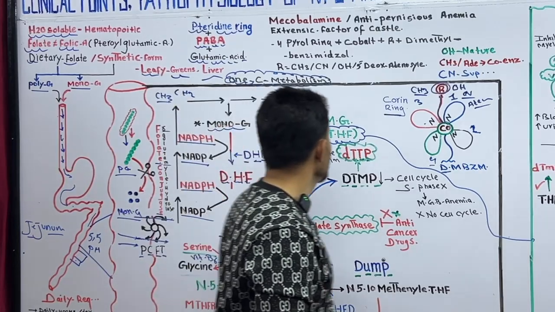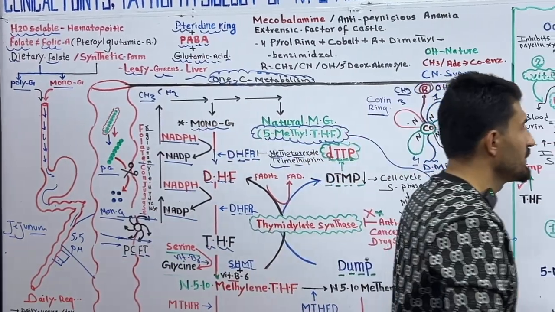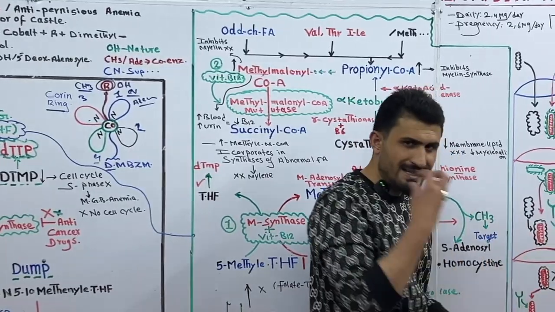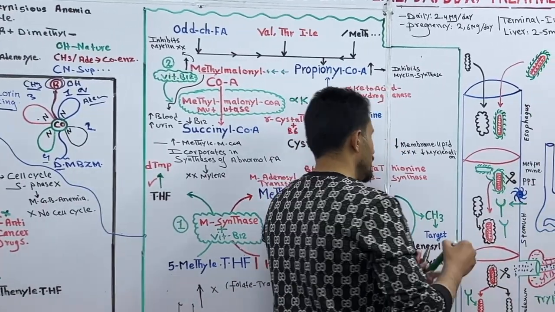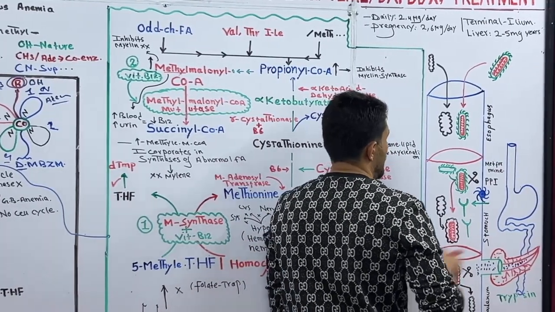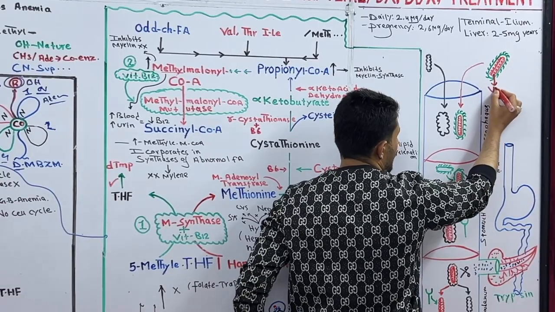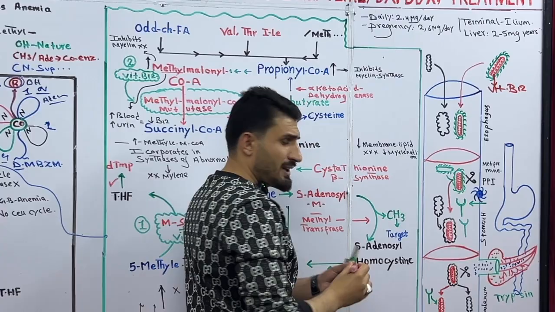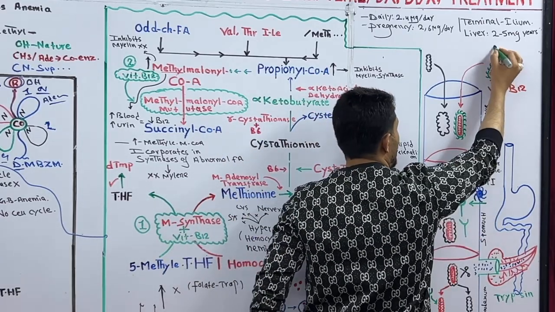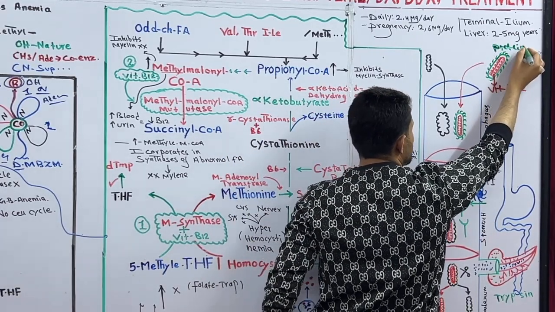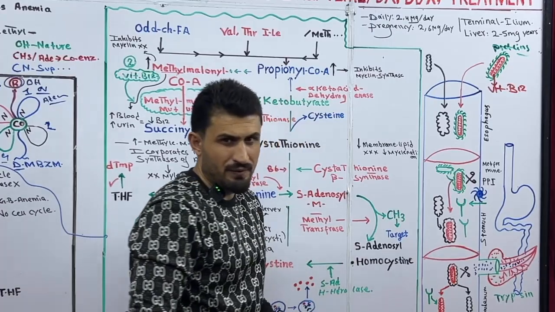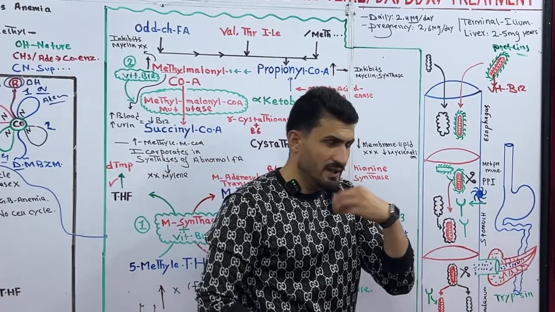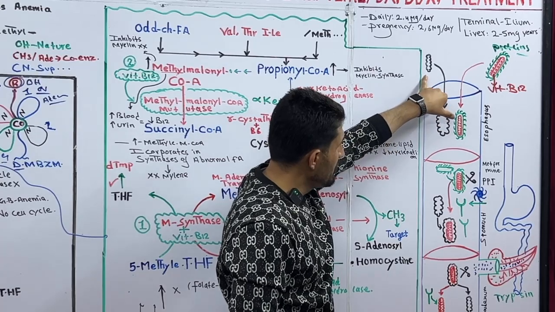Now come here to the absorption of vitamin B12. First things first, when we take vitamin B12, for example this red one is vitamin B12, and around the vitamin B12 we have a lot of proteins and a lot of other substances.